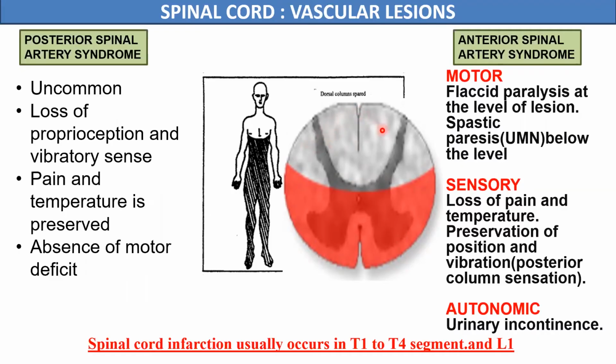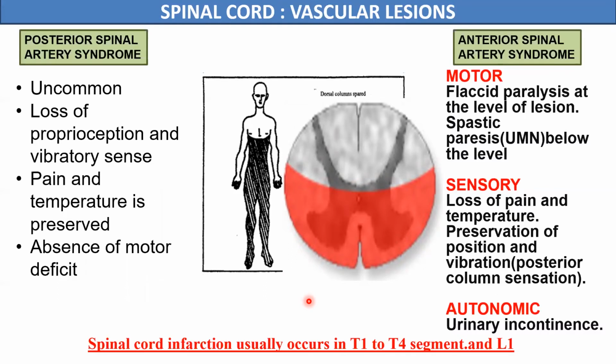Now, if the posterior spinal artery is involved, it will result in ischemia of the posterior one third of the spinal cord, and this will result in involvement of the posterior columns. So here the posterior column sensations will be lost, but the pain and temperature sensations will be preserved, and there will be no motor deficit as no motor tracts are involved in this lesion. So these are the vascular lesions in the spinal cord, the anterior and posterior spinal artery syndromes. And anterior spinal artery syndromes are more common as compared to posterior spinal artery syndromes.